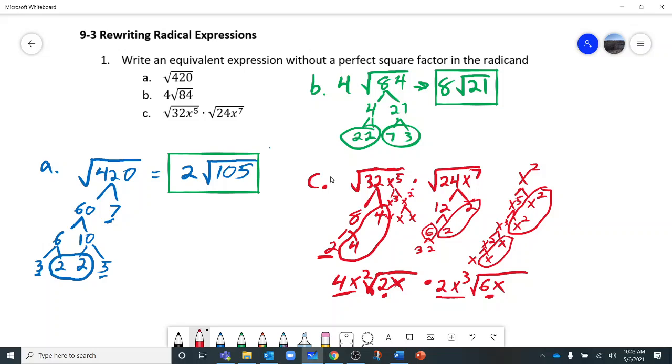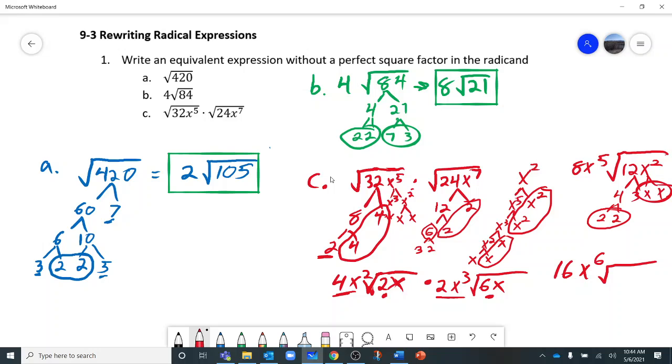And so on the outside, I'm going to have 8x to the fifth. And on the inside of the radical, I'm now going to have 12x squared. Well, that 12x squared I can pull out. So that's 4 and 3. That's 2 and 2. So I get a 2 out. And x squared is x times x, and so I can pull out another x. 2 times 8 gives me 16. X times x to the fifth is x to the sixth. And that leaves the square root of 3 on the inside. And so 16x to the sixth root 3 is the final answer for that one.